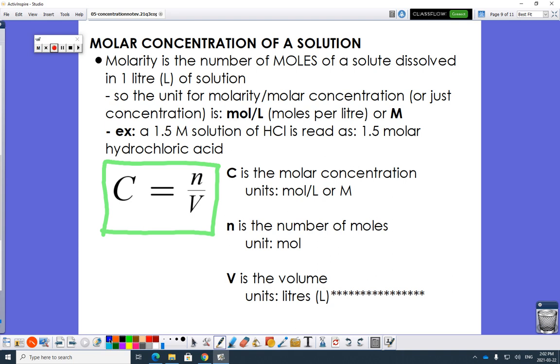So again, your textbook is a little bit weird with its terminology. It might say amount concentration, just like it did sometimes with the amount in moles. It just said amount. Most of the time, you're going to see molar concentration or molarity or even simply molar. Okay? So the molarity, or the molar concentration, amount concentration, is the number of moles of solute dissolved in specifically a liter of solution.